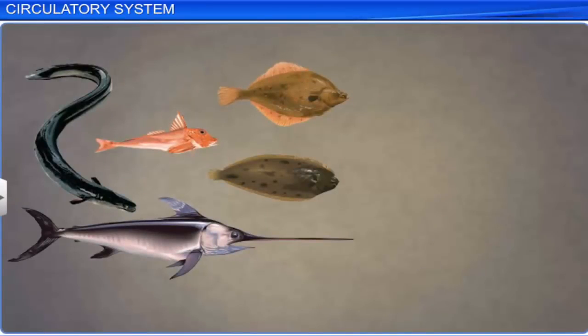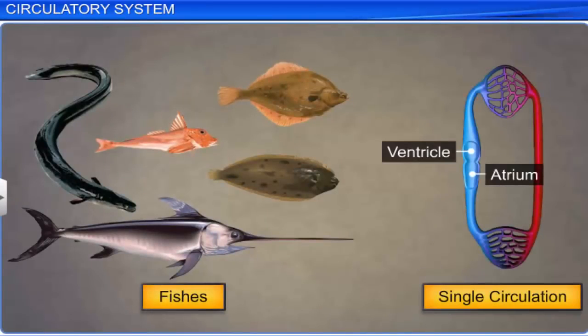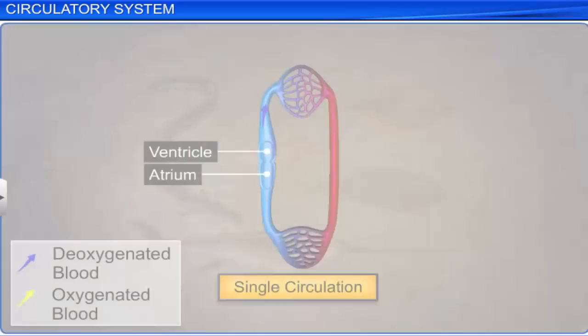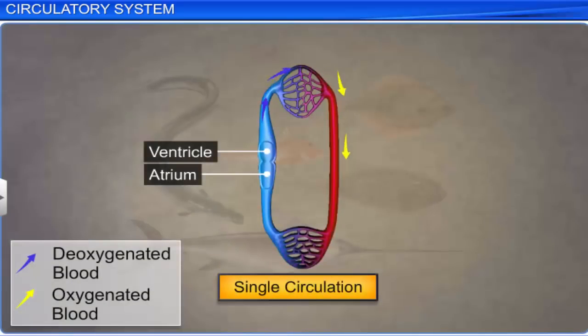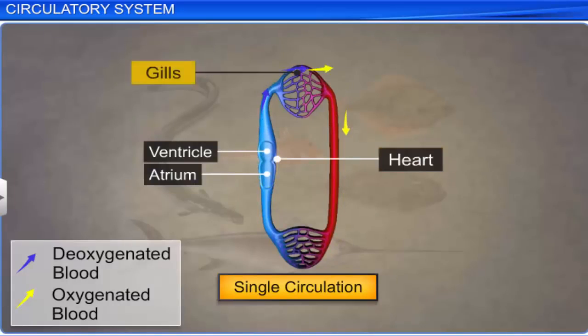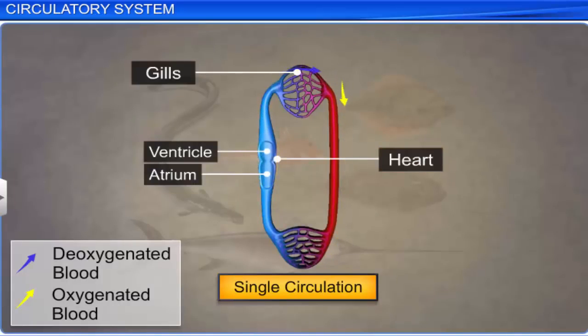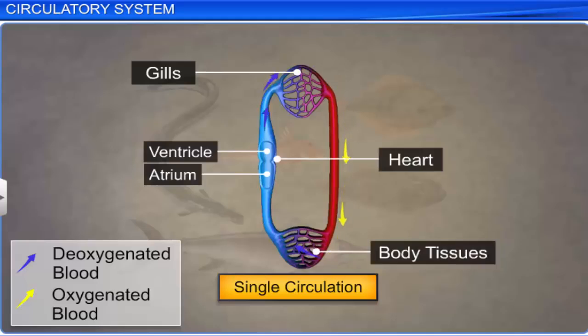For example, fishes exhibit single circulation. Deoxygenated blood is pumped from the heart to the gills for oxygenation, and the oxygenated blood directly flows into the tissues, whereas deoxygenated blood collected from the tissues is returned to the heart. In this way, blood passes through the heart only once during circulation, and hence this is called single circulation.